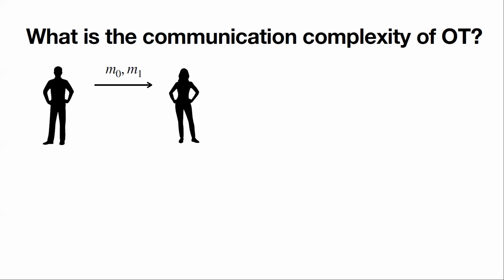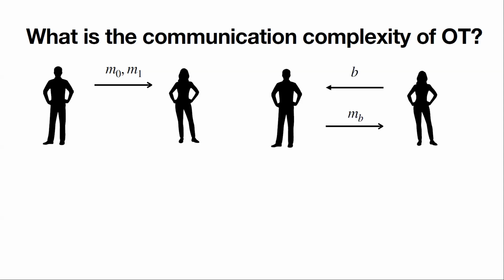If we think of the insecure protocol, we have two options. Either the sender sends both M0 and M1 to the receiver, or the receiver sends the bit b and gets M_b. In both cases, we have two bits being communicated, which means that for K OT executions, we need at least 2K bits of communication. We say that an OT scheme has optimal rate if its communication complexity approaches this lower bound for a large enough number of OT executions.